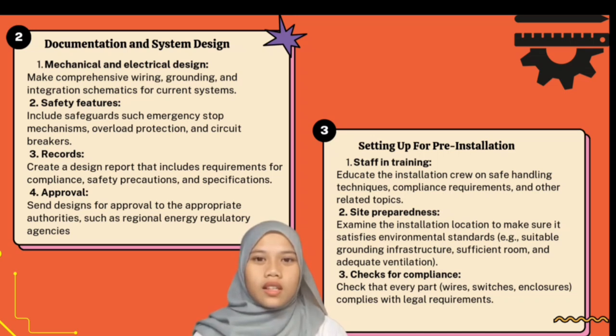Number 3 is setting up for pre-installation, in which staff should be in training: educate the installation crew on safe handling techniques, compliance requirements, and other related topics. Site preparedness: examine the installation location to make sure it satisfies environmental standards such as suitable grounding, infrastructure, sufficient room, and adequate ventilation. Check for compliance: check that every part, wire, switch, and enclosure complies with legal requirements.